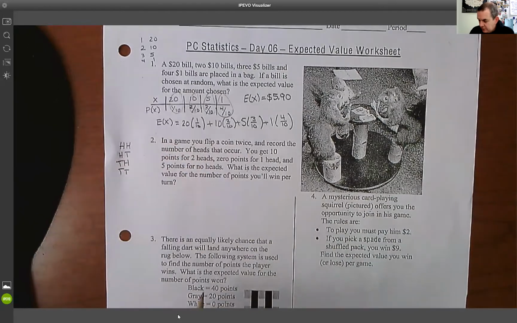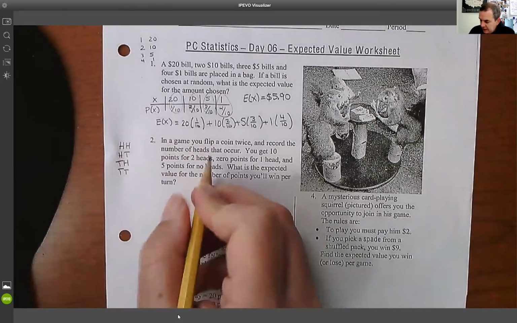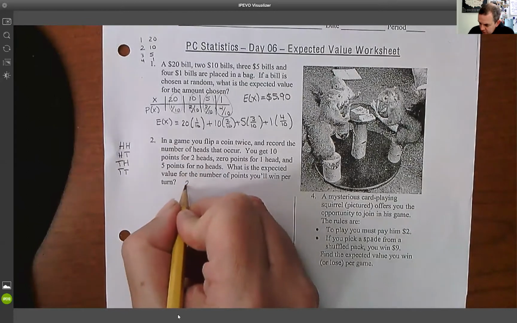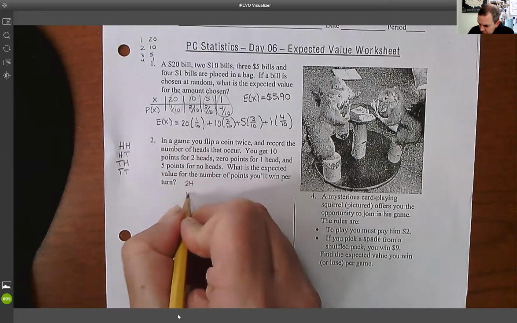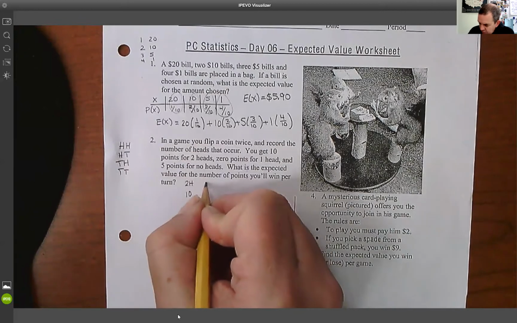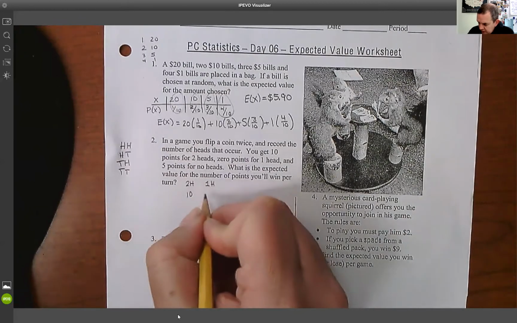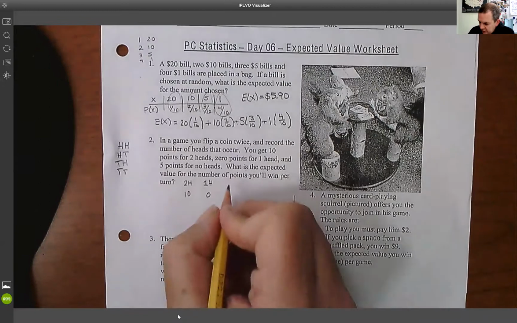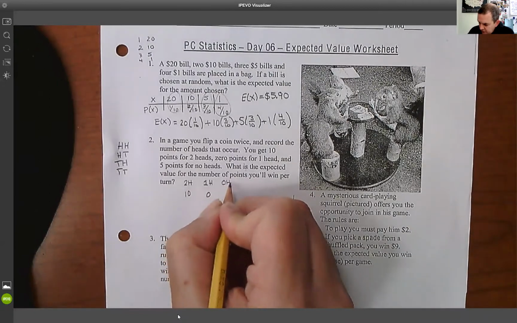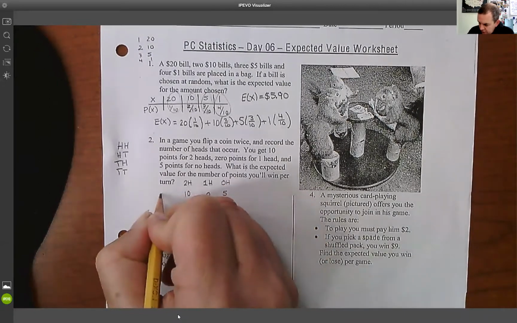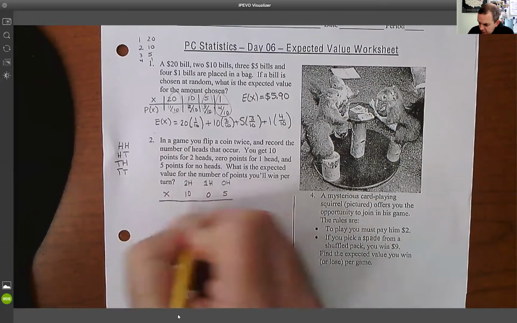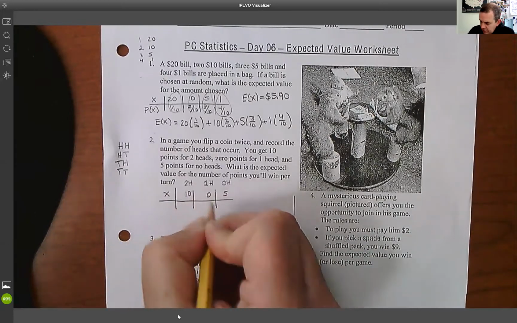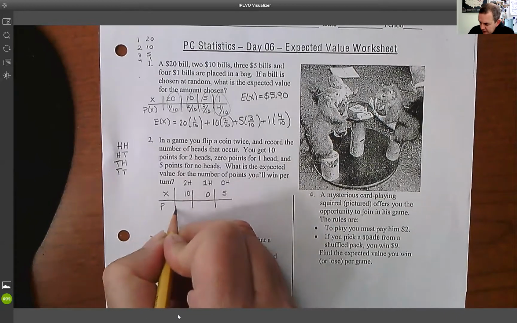So there are 4 outcomes. If you get 2 heads, you get 10 points. If you get 1 head, you get 0 points. And if you get 0 heads, you get 5 points. So those right there are my outcomes. Now what we need to do is figure out the probabilities of those.